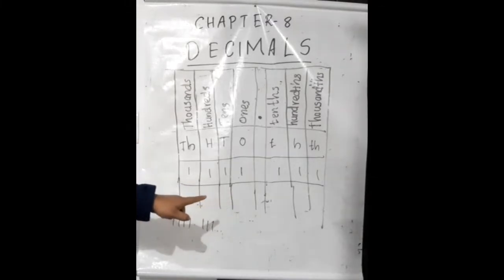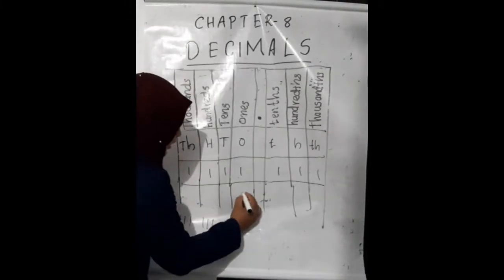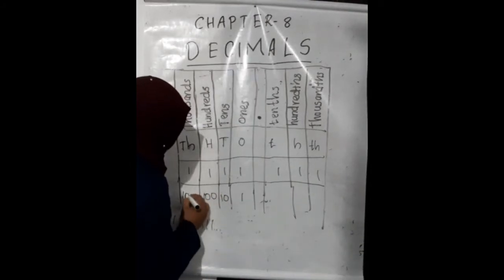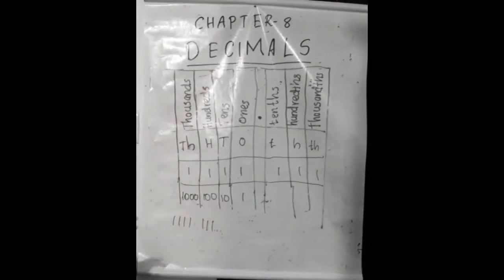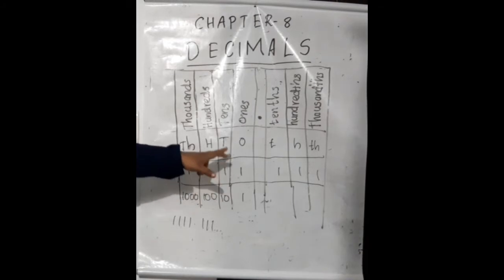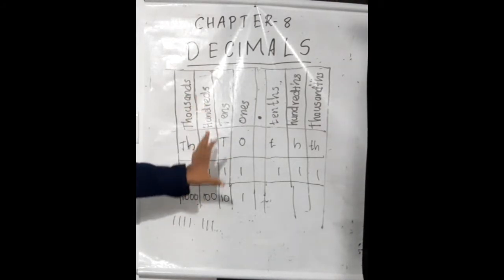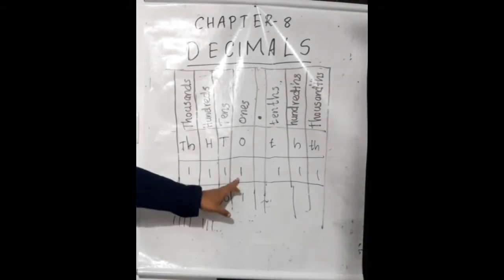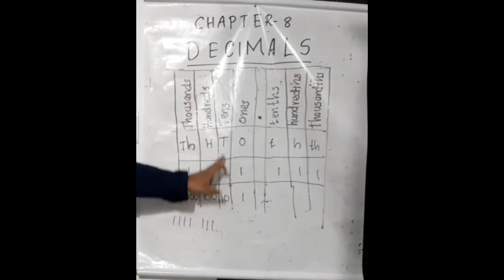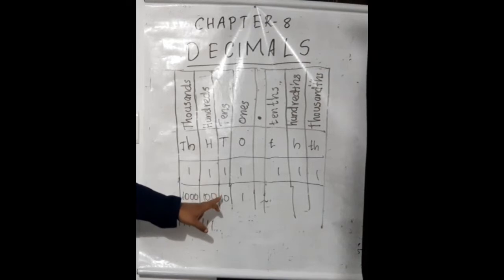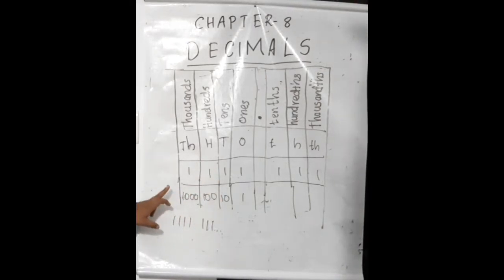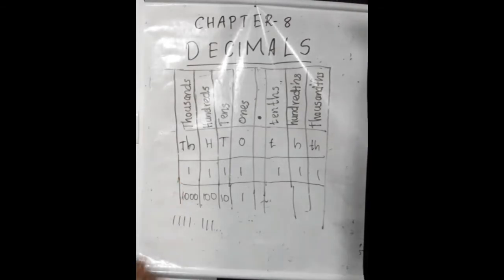In the ones place, it's actually 1. Then here it will be 10, here 100, and this will be 1000. There is no doubt about that, because if you multiply the digit by its place value, we will get the value. So the place value of 1 in the ones place is 1, in the tens place is 10, in the hundreds place is 100, and in the thousands place is 1000.